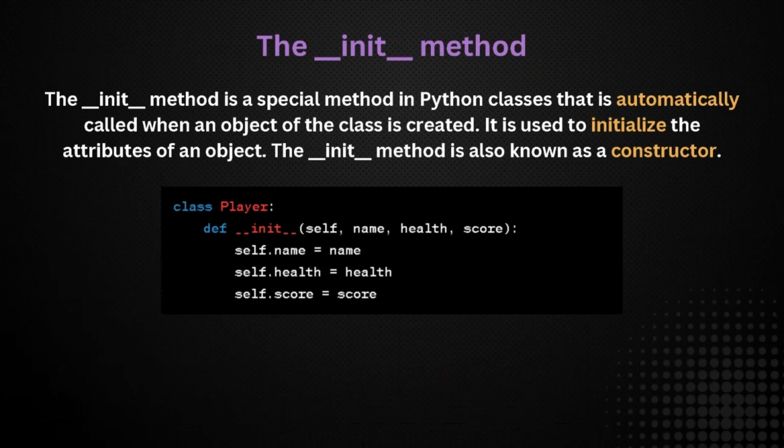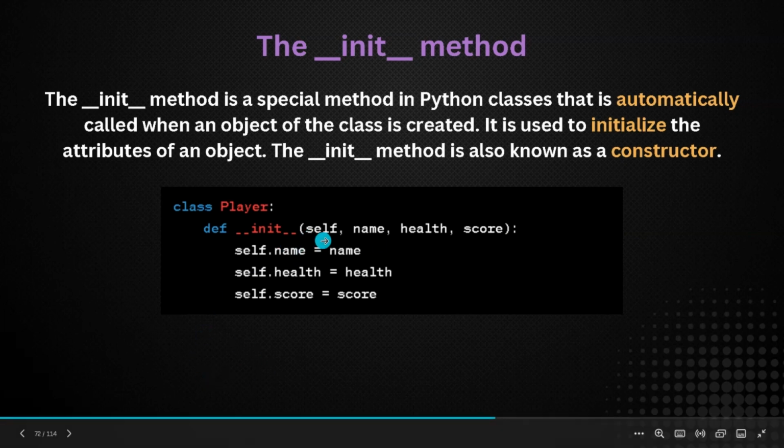Okay, so in the previous example, we saw the init method. So what is it? It's a special method in Python classes that is automatically called when an object of a class is created. It is used to initialize the attributes, as the name suggests. Init means initialize, and the one thing to remember is that it is automatically called, and it is used to initialize the attributes. This method is also known as a constructor. So whether I'm saying init method or constructor, it means the same. It is automatically called and is used to initialize the attributes.